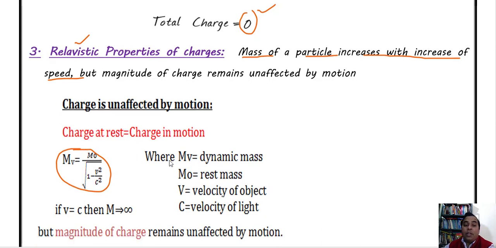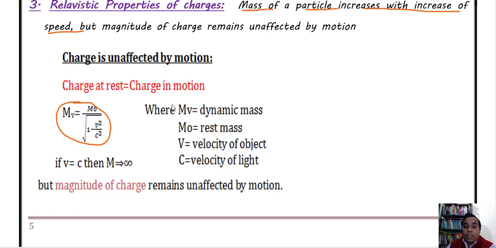And what is the formulation on it? mv is the dynamic mass. m naught is the rest mass. v is the velocity of the object. And c is the velocity of light.